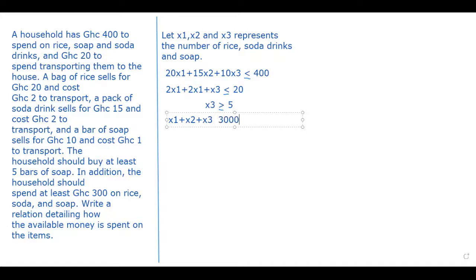So when we are hearing or seeing at least, which sign are you going to use? Is it greater than or equal to or less than or equal to? Greater than or equal to, yes. Greater than or equal to. So these are the 4 expressions we are going to get from this whole problem here. So any questions so far?